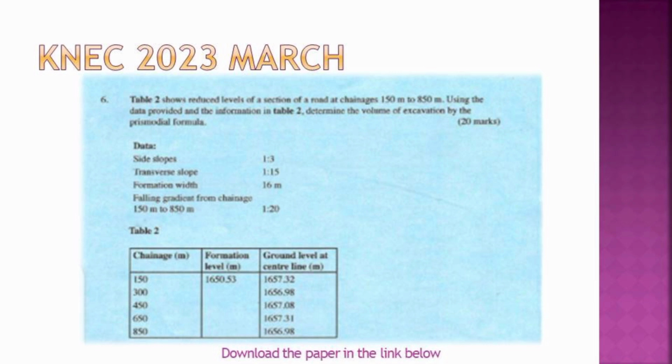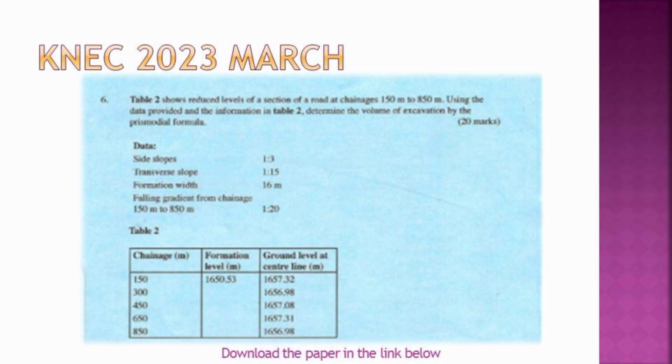On our first column we have the chainages, then we have the formational level for only one point, then we have the ground level at center line, in meters, so that is the center line of the road. We are given all the ground levels for all the chainages provided there.